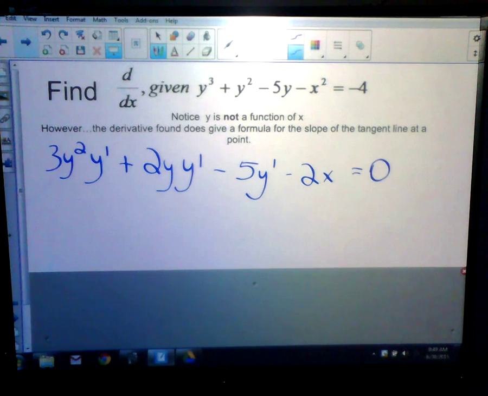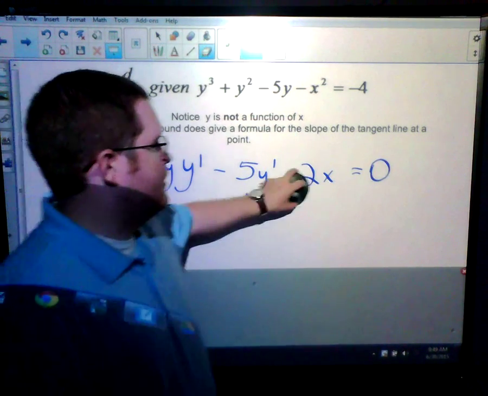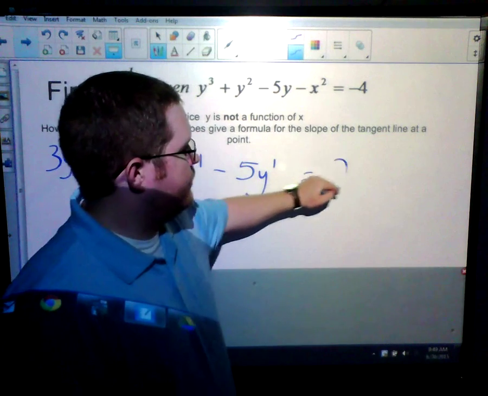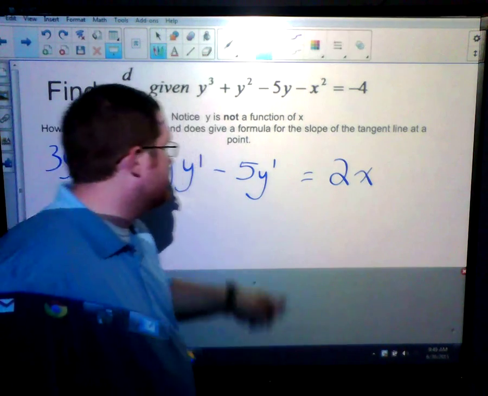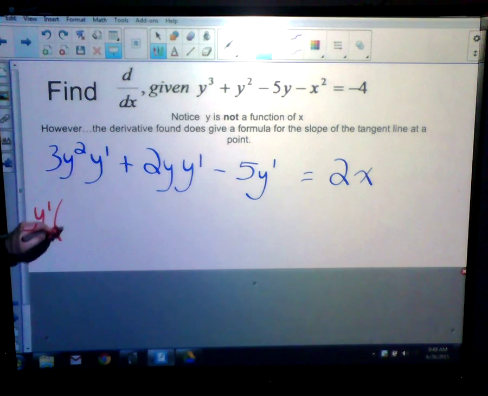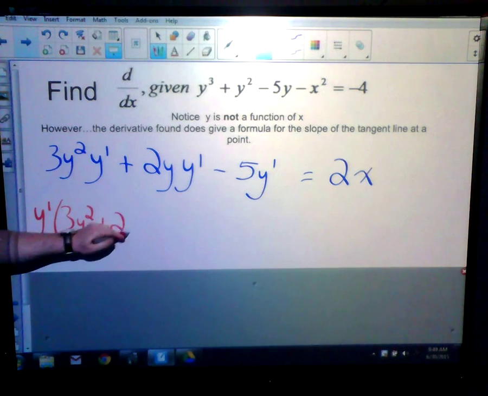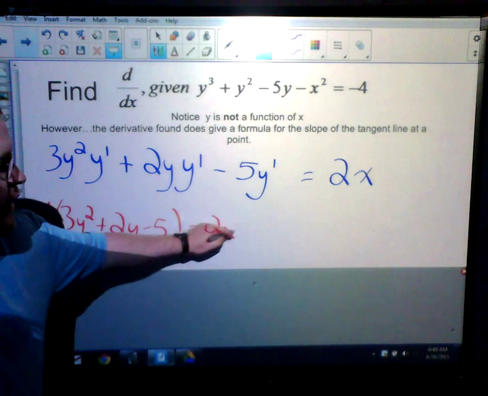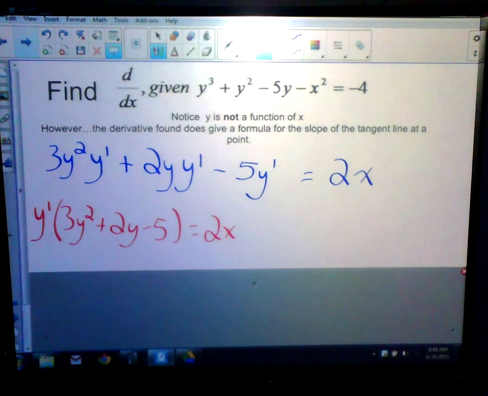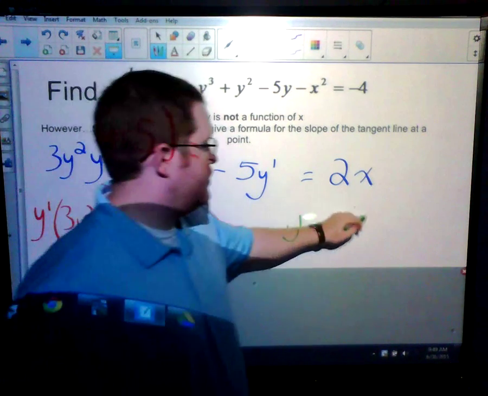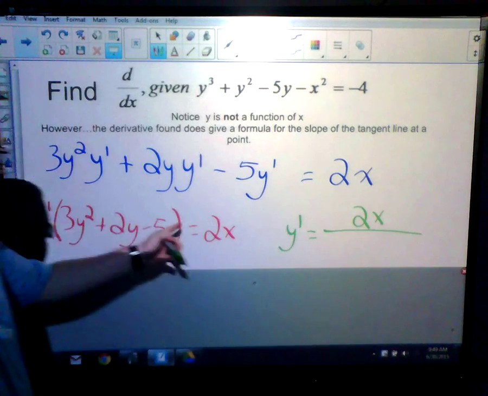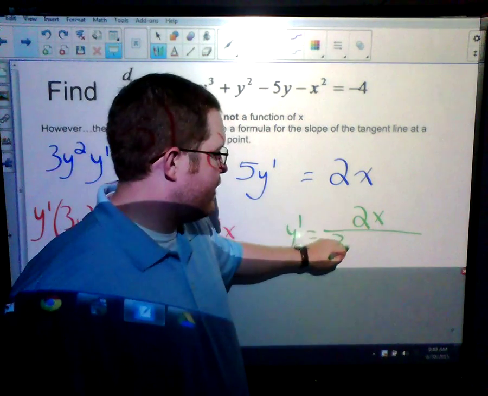Now my rule said get everything with a y prime on the left side, everything without on the right side. Well, that's pretty easy. The only thing that would move is this negative 2x to make it positive 2x. My next step is going to be to factor. All three of these terms have a y prime in it. So y prime, pull it out, leaves me 3y squared plus 2y minus 5 equals 2x. Now my last step is to get y prime by itself, so I need y prime equals. So what does y prime equal? Well, it's 2x divided by this parenthesis, 3y squared plus 2y minus 5.